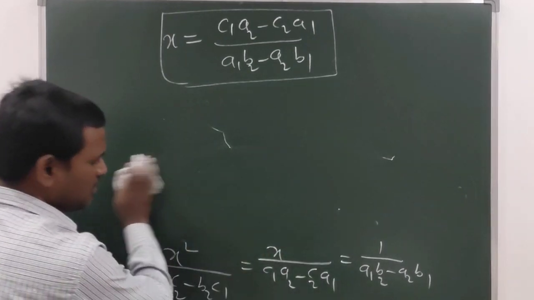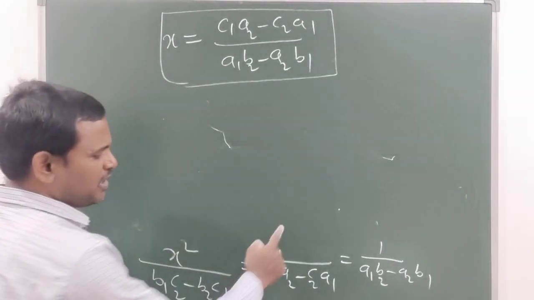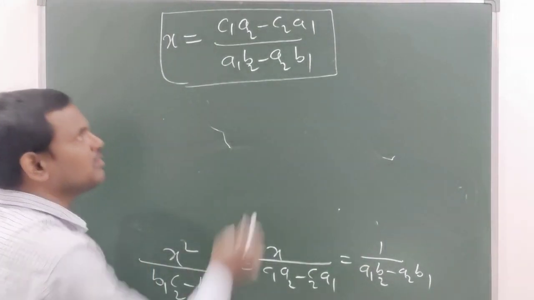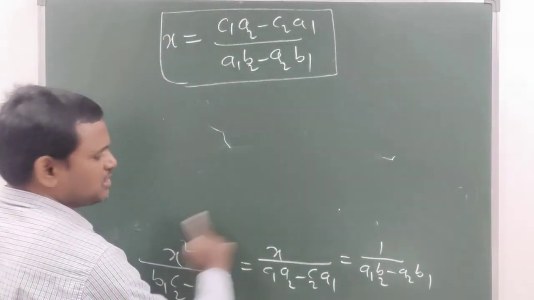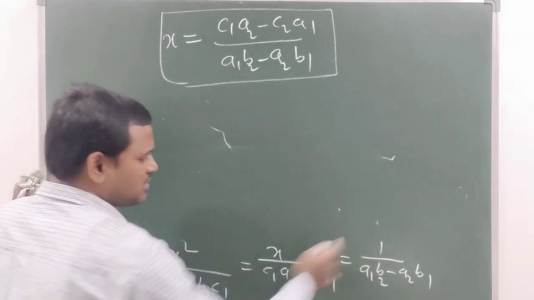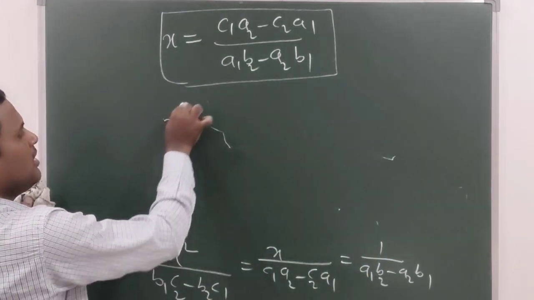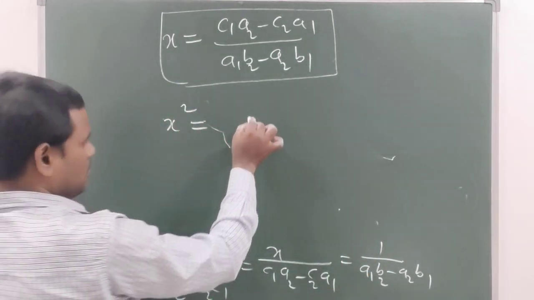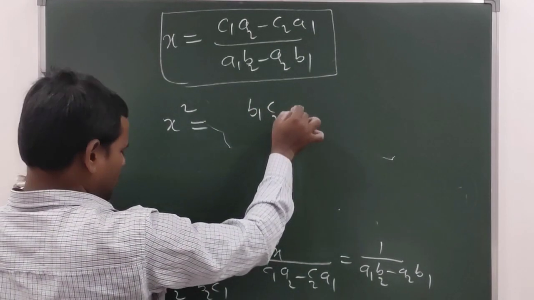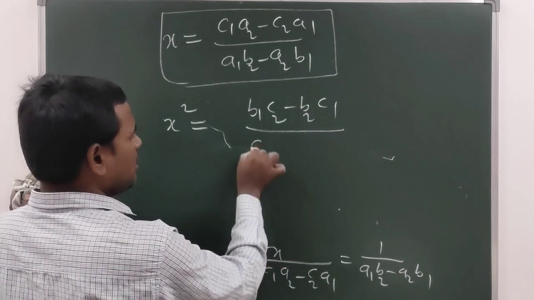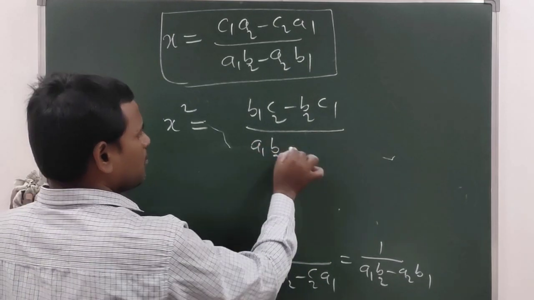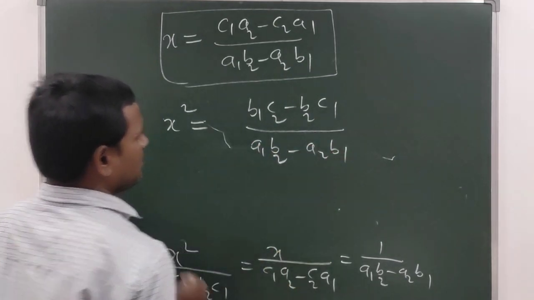After collecting that common root, how did we get it? By equating this one and this one, we prepared and wrote here. Now after that, equate this one and this one. When you equate the first and last, what do we get? x² is equal to (b1c2 − b2c1)/(a1b2 − a2b1).